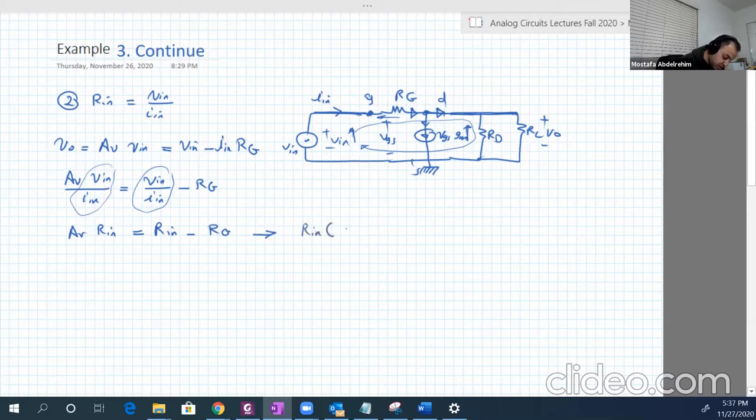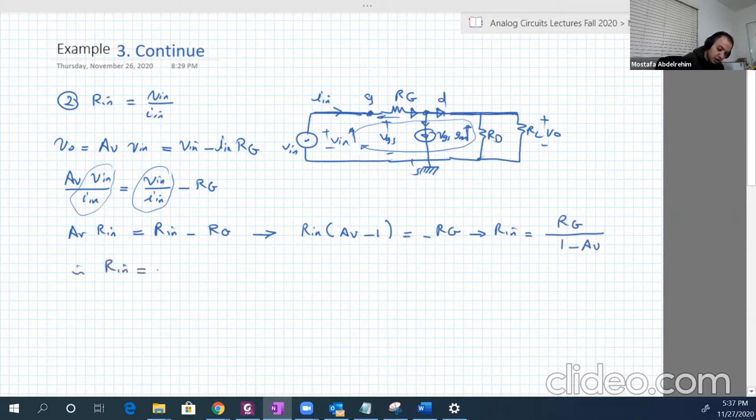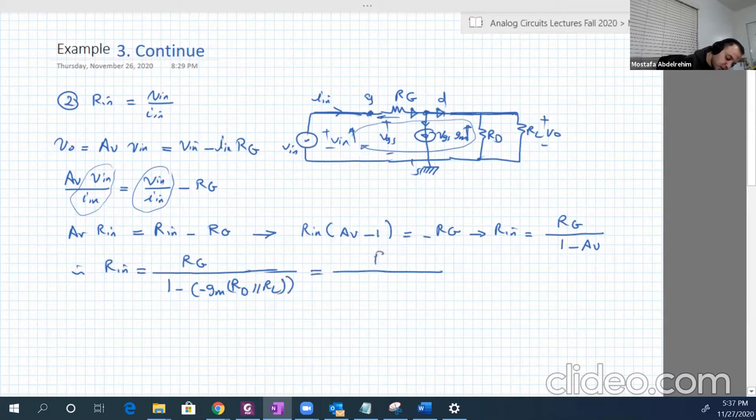So from here, R input times AV minus 1 equal to minus RG. So R input equal to RG over 1 minus AV. Okay, so R input equal to RG over 1 minus, here is minus GM R, which is RD parallel RL. So this is basically RG over 1 plus GM times RD parallel RL. And we're going to calculate its value. It will be 2.1 mega ohm. Very big as usual.